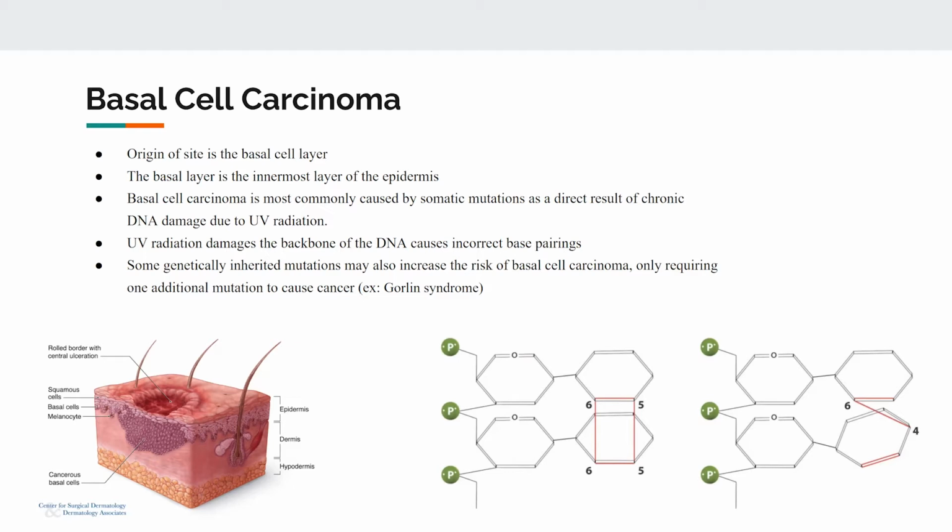There are some genetically inherited mutations that can increase the risk of basal cell carcinoma, which would then only require one somatic mutation to cause the cancer. One example of these genetically inherited mutations would be Gorlin syndrome. But for the sake of this PowerPoint, we are focusing on somatic mutations and their treatment.